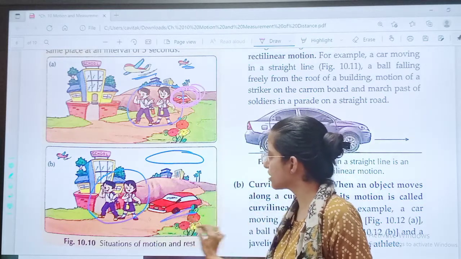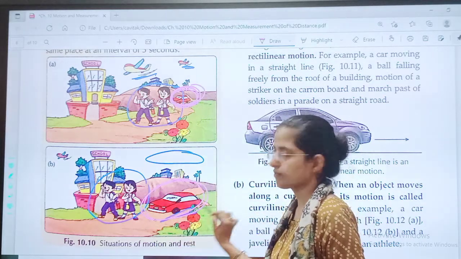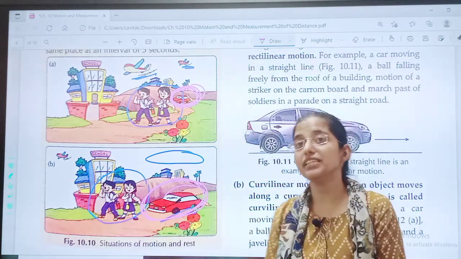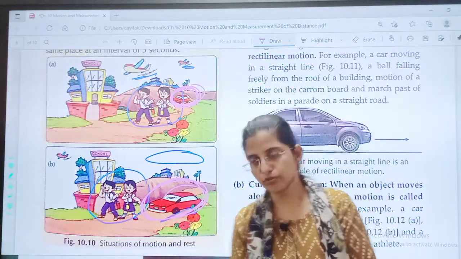The same car is here. See, right? So the position of the car is also changing. It means that the car is also in motion.